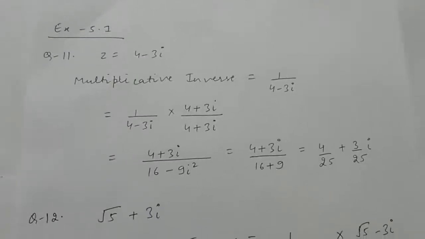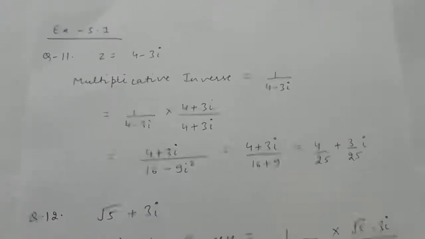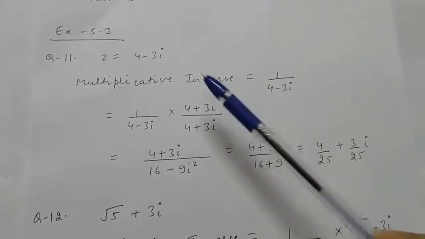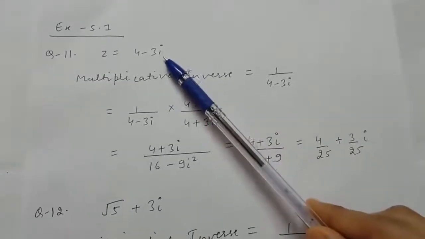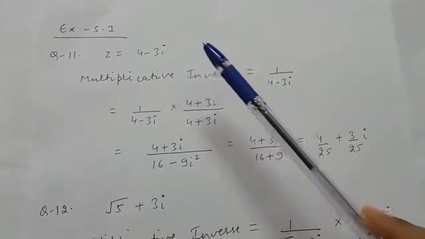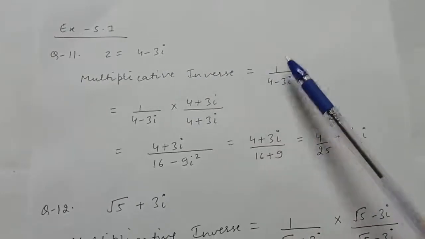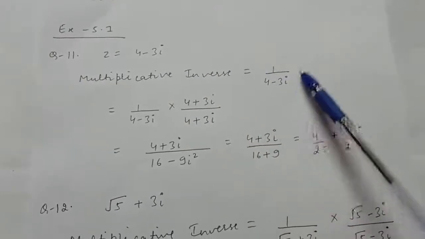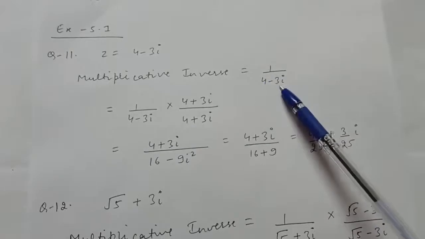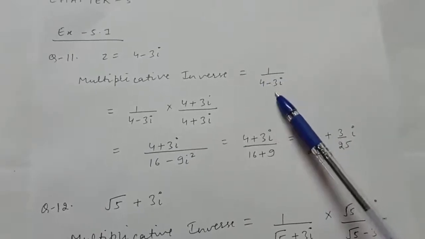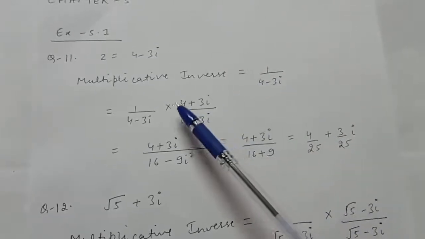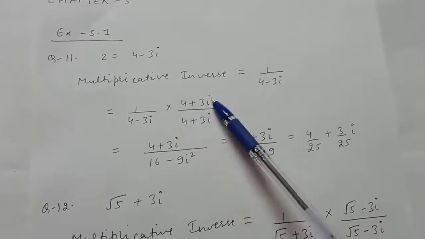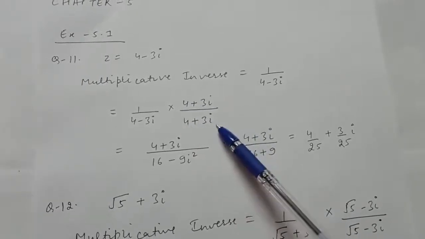So exercise 5.1 question 11th is you have to find the multiplicative inverse of 4 minus 3 iota. So its multiplicative inverse will be 1 upon 4 minus 3 iota, but find it in the terms of a plus iota b. So for that rationalize it with 4 plus 3 iota, right?